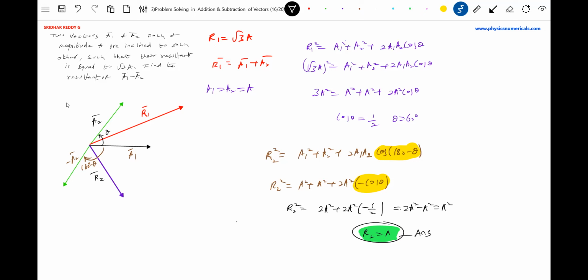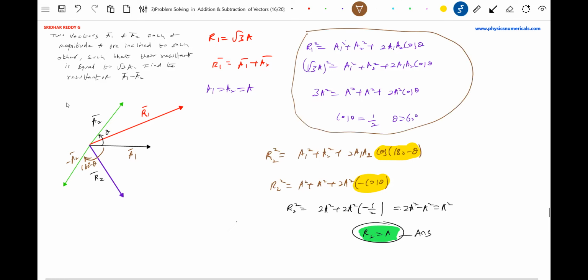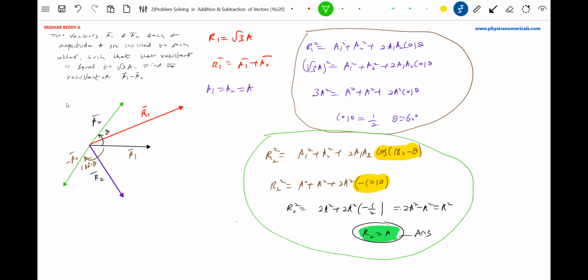So what is this? This is the vector addition formula. Till here, everything is vector addition. After this is vector subtraction. This is vector subtraction.